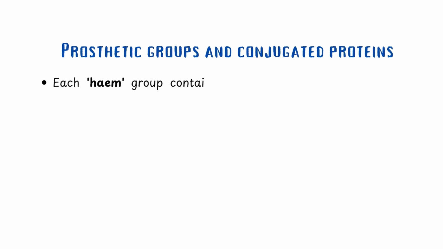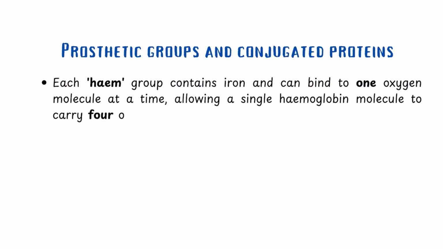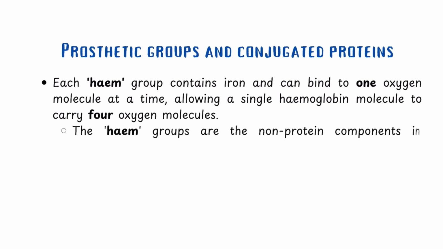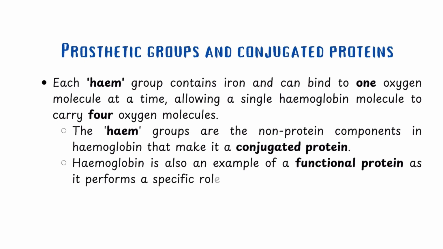Each heme group contains iron and can bind to 1 oxygen molecule at a time, allowing a single hemoglobin molecule to carry 4 oxygen molecules. The heme groups are the non-protein components in hemoglobin that make it a conjugated protein. Hemoglobin is also an example of a functional protein as it performs a specific role, transporting oxygen.